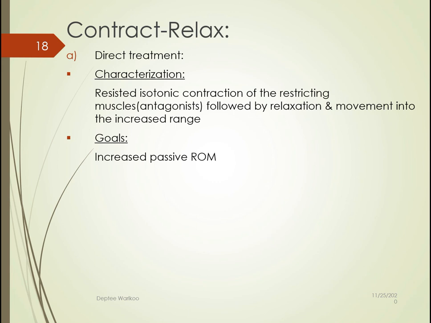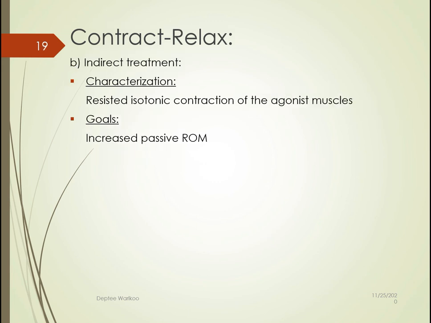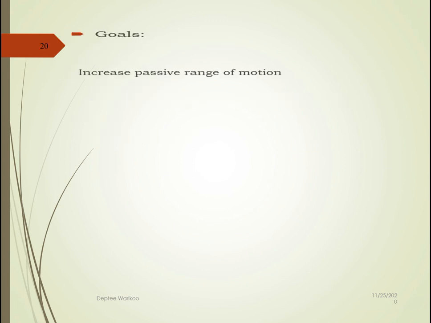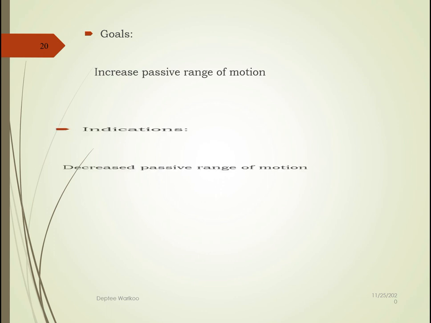What are the goals? To increase the passive range of motion. This is the basic goal. Then indirect treatment: resisted isotonic contraction of the agonist muscle is given. It also increases the passive range of motion. So what are the goals of these contract relax, hold relax? To increase passive range of motion, and it is basically given when the range of motion is decreased.